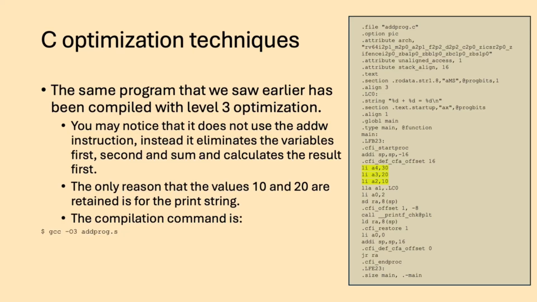Constant folding occurred here by evaluating 10 plus 20, and just using a single variable to store the result. In the code shown, it was achieved with the instruction load immediate a4, 30. In C, it would simply look like sum equals 30 without using the variables first and second.